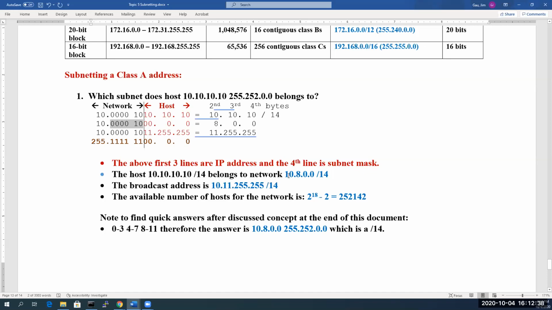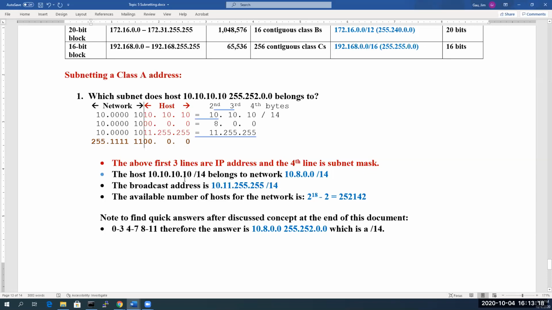So the idea is the host 10.10.10.10/14 belongs to a network of 10.8.0.0/14. What is the broadcast address? Broadcast address would be the largest one, right? The largest host, which is 11 here, with all the ones in here. So it's 11.255.255. Therefore, you can derive the information and say, hey, 10.11.255.255/14 will be the broadcast address for 10.10.10.10/14.